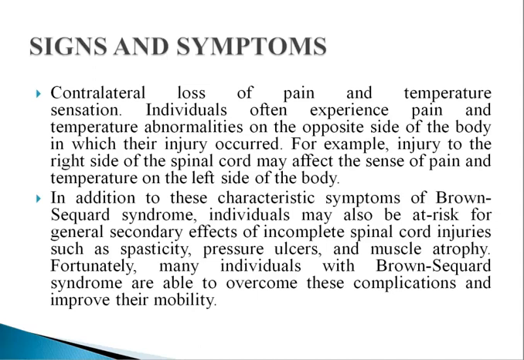In addition to these characteristic symptoms of Brown-Sequard syndrome, patients also may be at risk of the secondary effects of incomplete spinal cord injuries such as spasticity, pressure ulcers, and muscular atrophy. Fortunately, some patients are able to overcome these complications and improve their mobility.